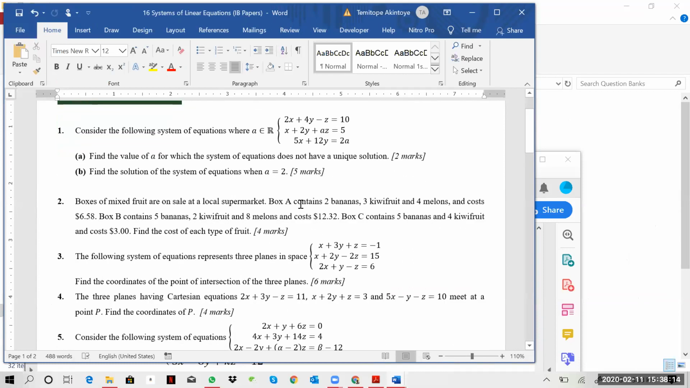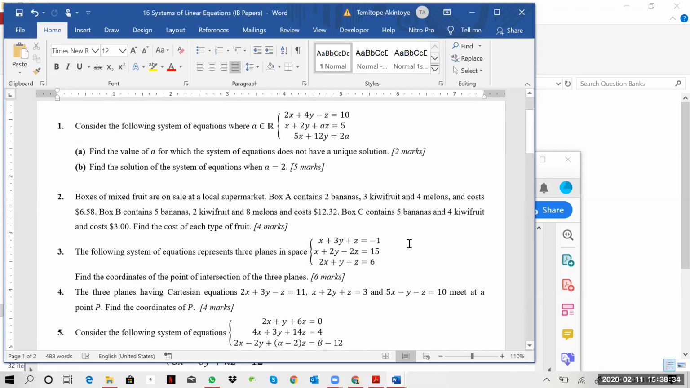Now, this is a word problem. Does everybody know how to interpret this? Boxes of mixed fruit are on sale at a local supermarket. Box A contains 2 bananas, 3 of that, 4 of that, and it costs this. So you form a 3 by 3 equation and you solve.